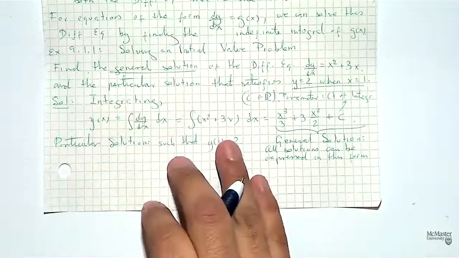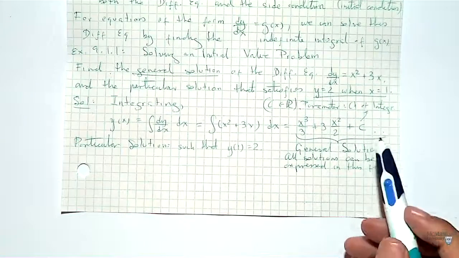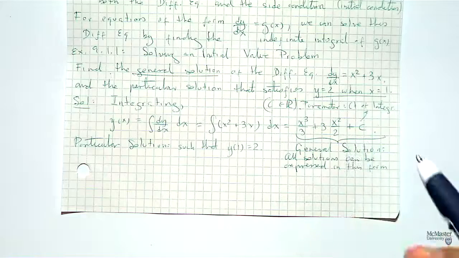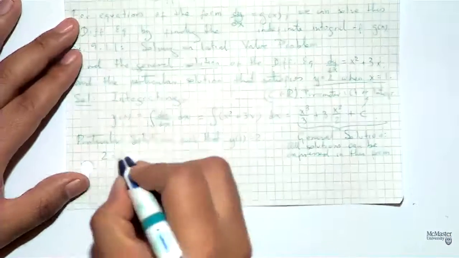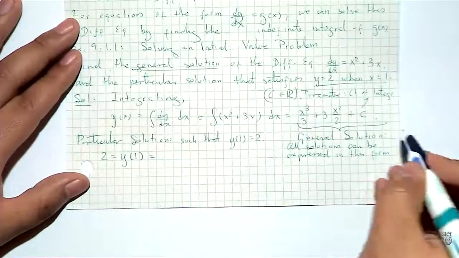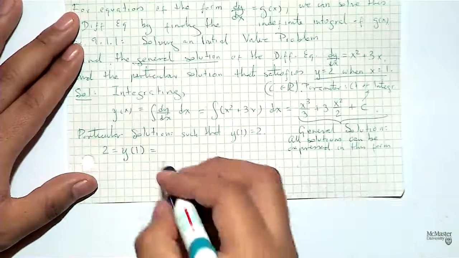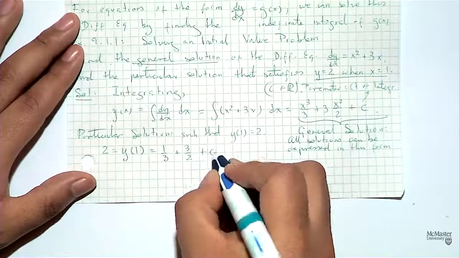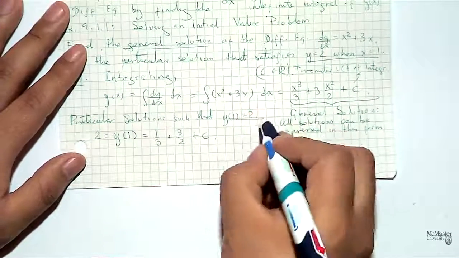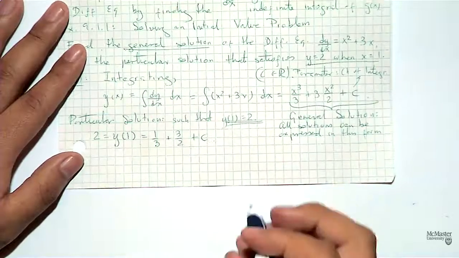The way to obtain the particular solution is, of course, to determine the constant of integration. And that just amounts to the same thing that I did before. 2 is equal to y of 1, and I have to plug into this formula, right? So basically 1/3 plus 3/2 plus c. And that will define my c for this particular solution.